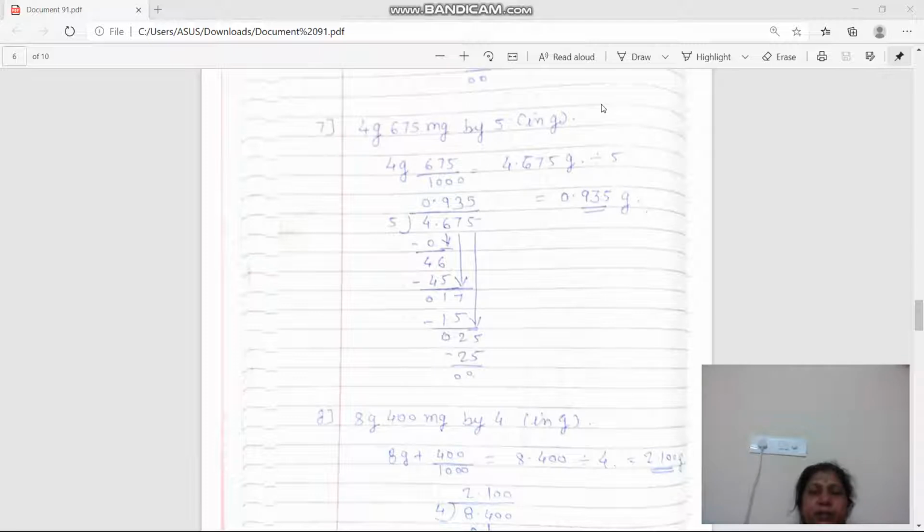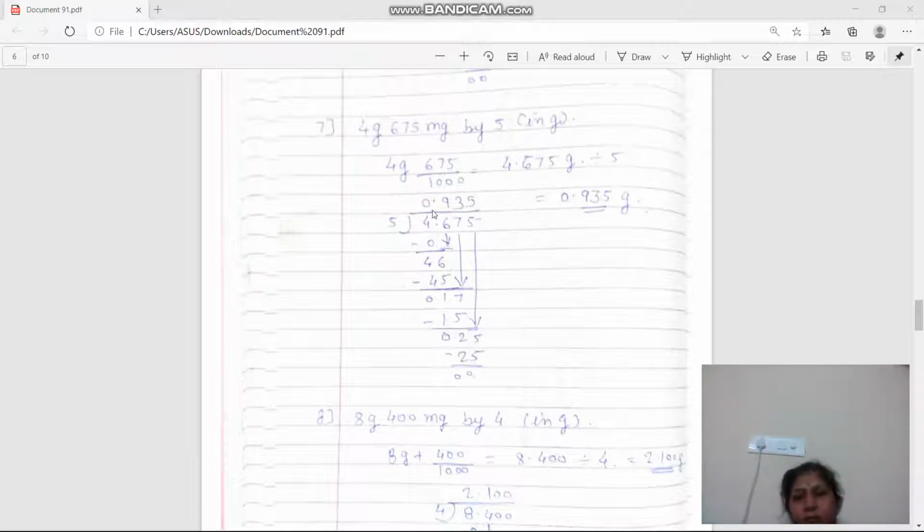Okay, so let's start. 4 grams 675 milligram divided by 5. We have to convert it into gram. So 4 gram as it is, 675 divided by 1000. Why? Because it is in milligram and we have to convert into gram. So it becomes 4.675 divided by 5.